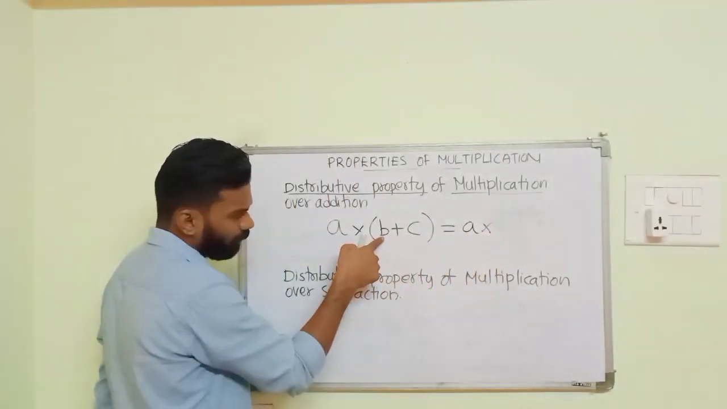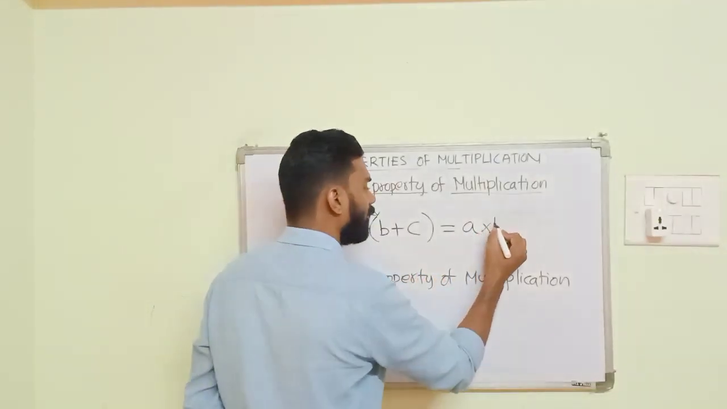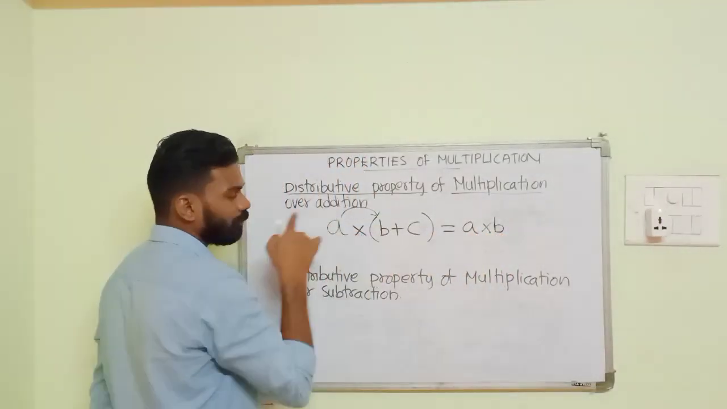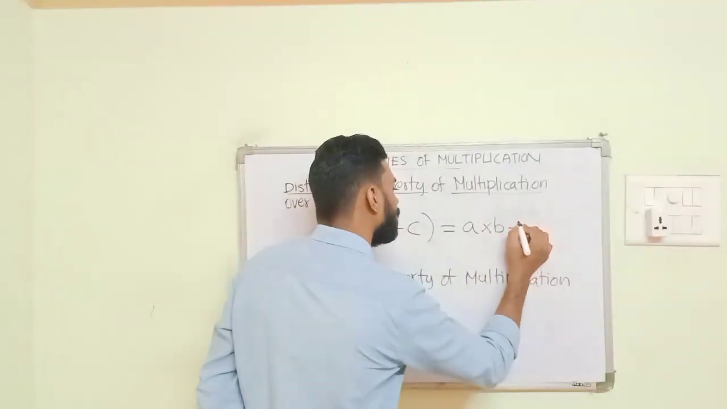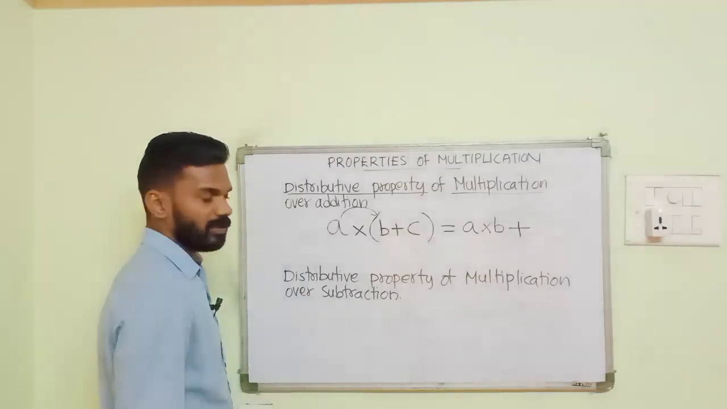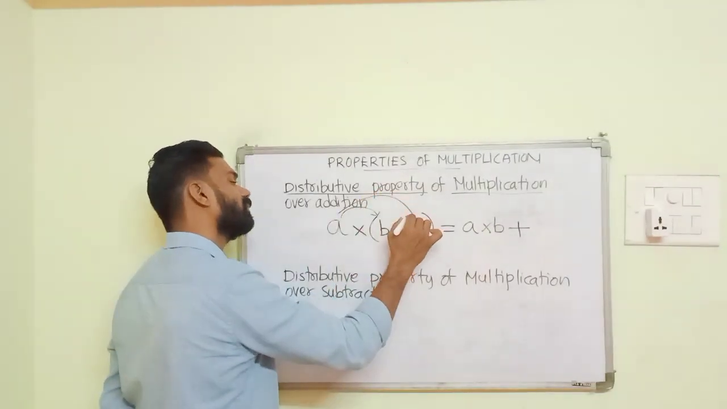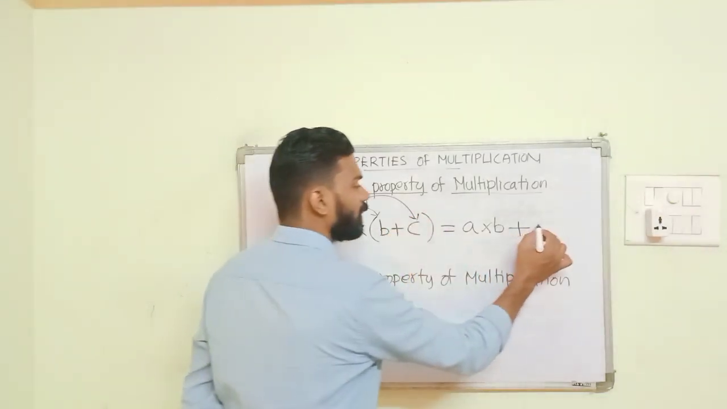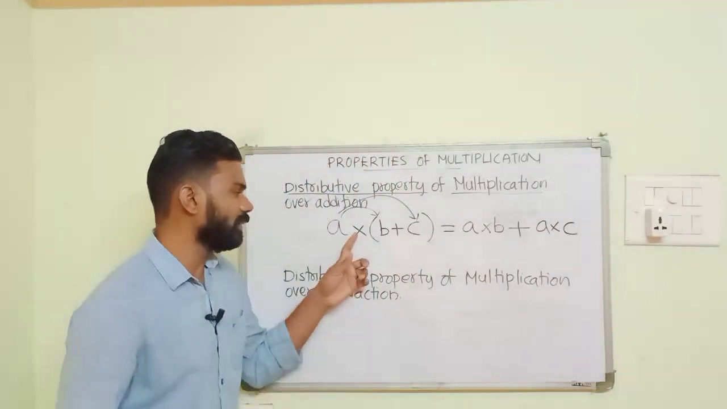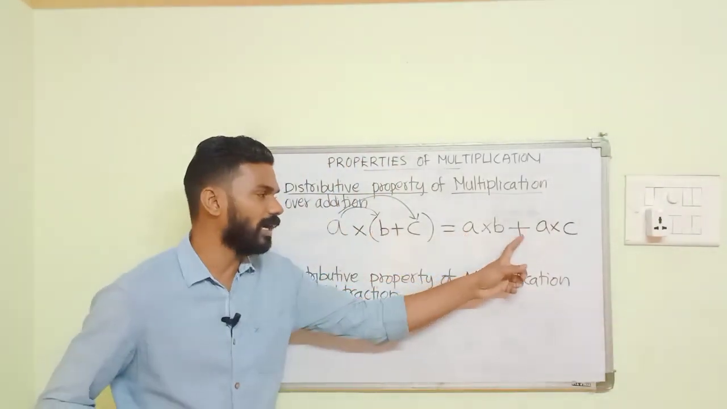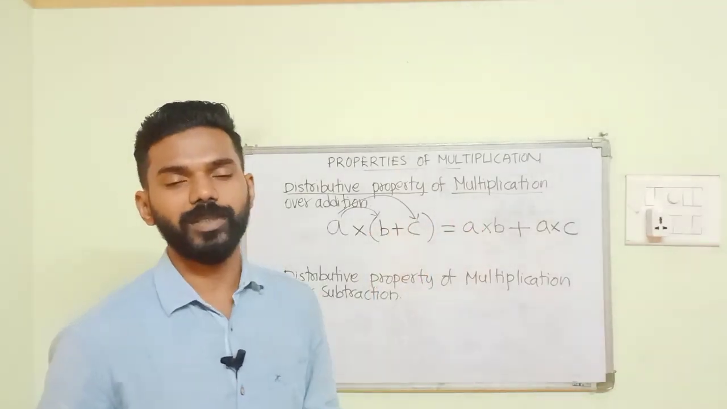That will be first of all distributed to this B. Clear? So it will become A into B. Now after which you can put the addition. Now this into A also will be distributed to this C, so that it will become A into C. So instead of doing like this, you can do like this. In both manners you do, the answer will be the same.